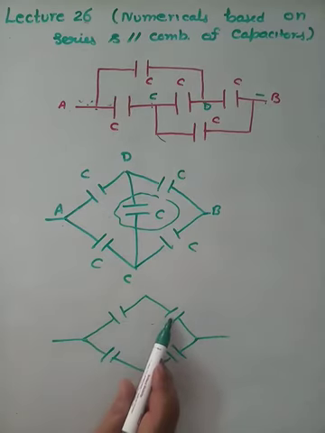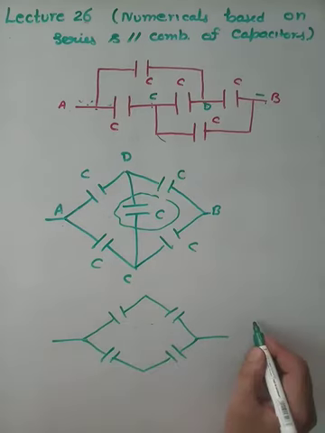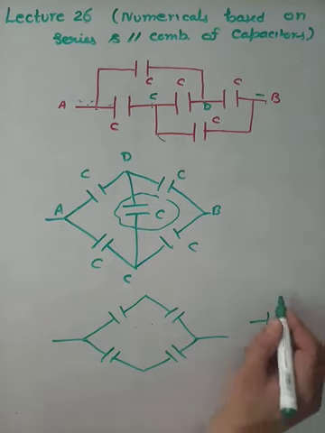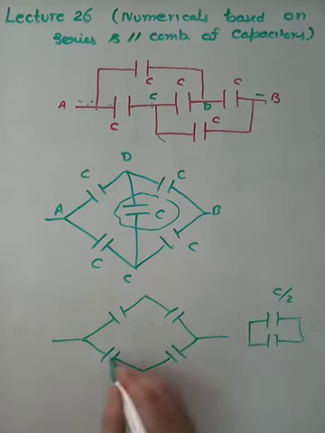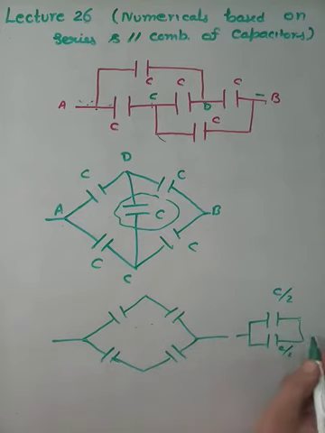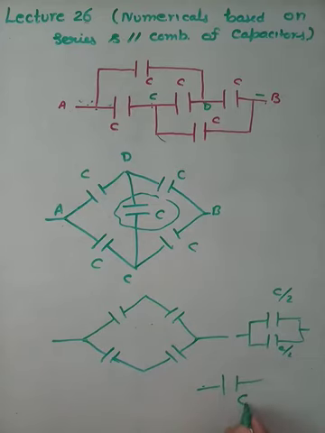This C and C are in series. Its equivalent will be C by 2. Again, this C and C is C by 2. These are the 2 points. They are in parallel. In parallel we get a value equal to C.